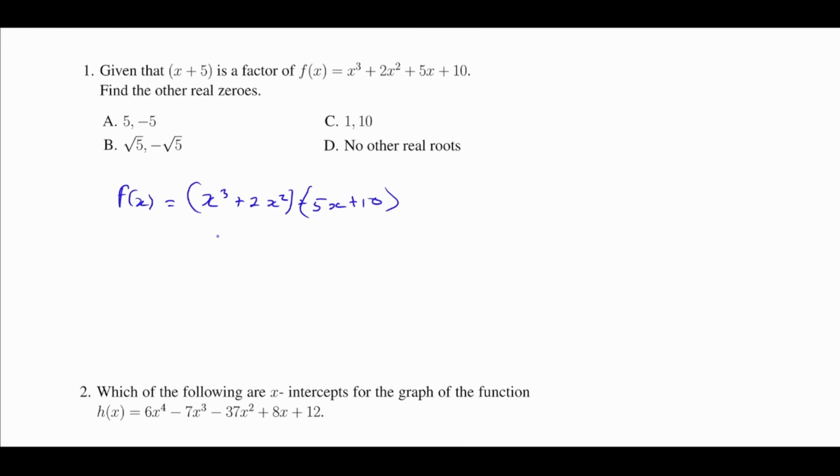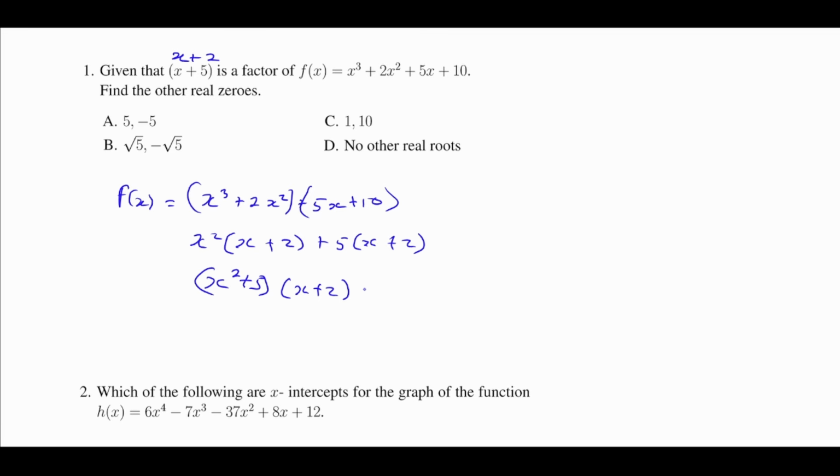Then I can factorize out the lowest power here, which will be x squared, and then I have x plus 2. I'll do the same thing here, plus 5, and then I have x plus 2. Now, when we solve this one, we are going to combine them. We have x squared plus 5 and then x plus 2. So the factor here is supposed to be x plus 2, not x plus 5.